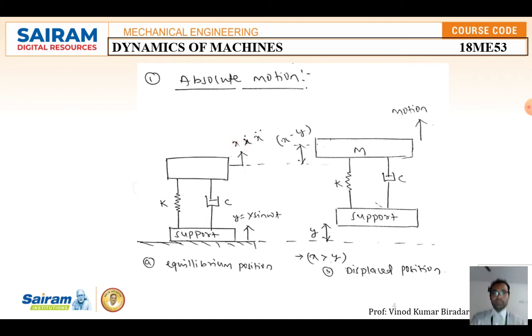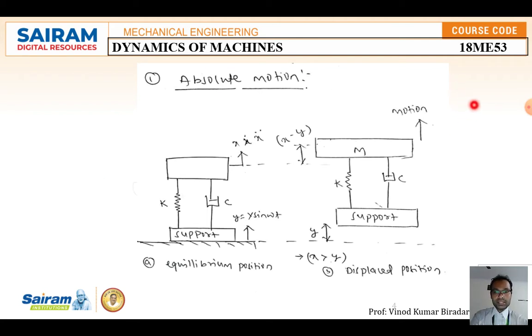Now figure A shows the equilibrium position of a spring mass damper system, to avoid the vibration which is present in the ground from being transferred to the machine. The second figure B shows the displaced position. The spring mass damper system is displaced by a distance of y in vertical motion, as shown here.